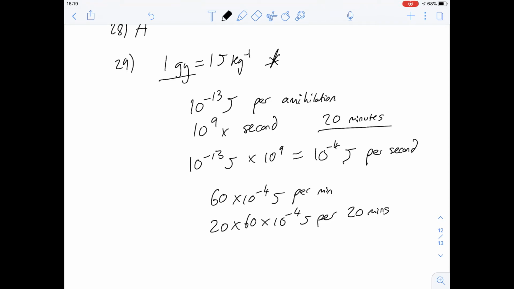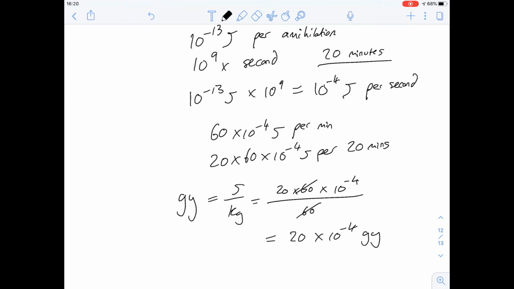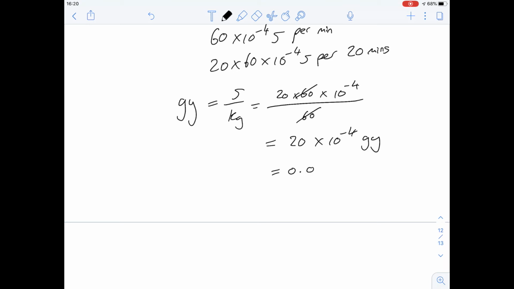You can multiply that out if you wanted to, but the person in the scanner is 60 kilograms. So if we're looking at the unit of gray here, it's going to be joules per kilogram. So if it's 20 times 60 times 10 to the minus 4 over 60, then you can just cancel these out like that. And so the answer is going to be 20 times 10 to the minus 4 gray. And it's given in a decimal here, so it's 0.020 Gy. And that is going to correspond to answer D.